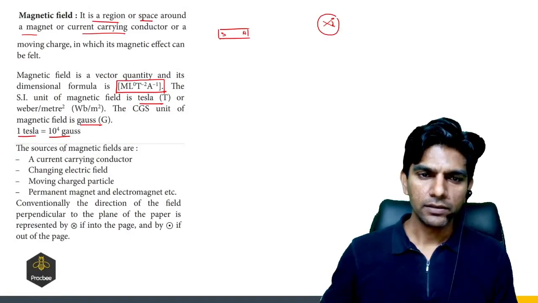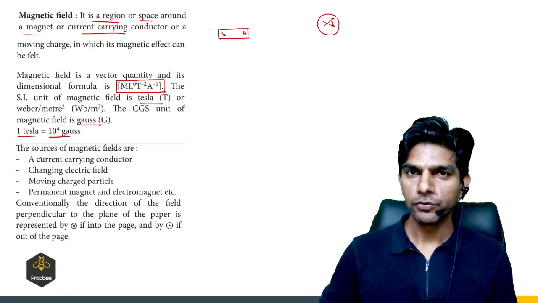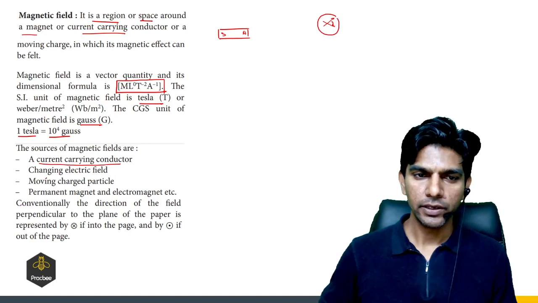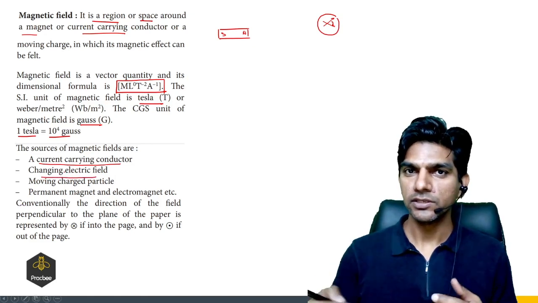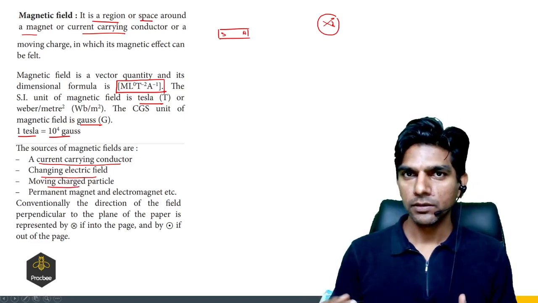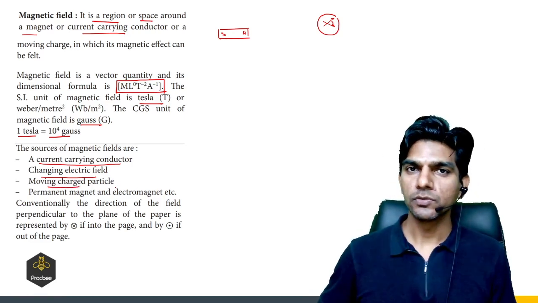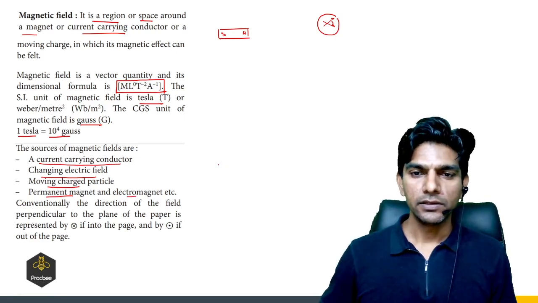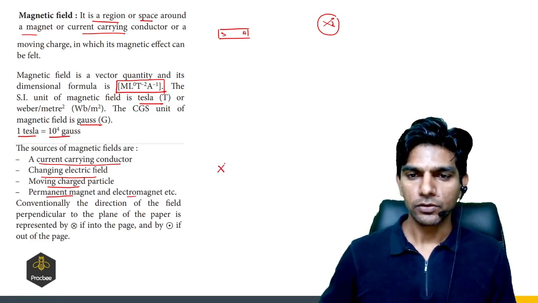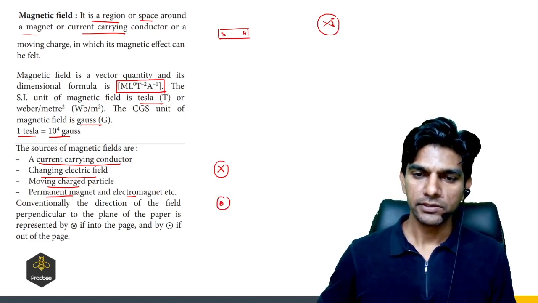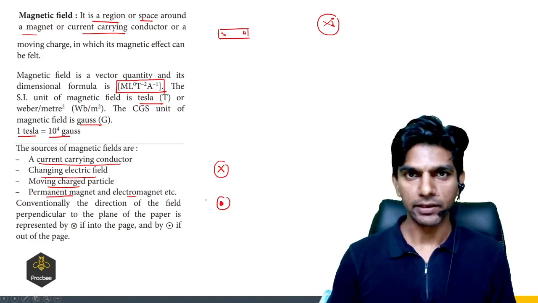And how can we generate a magnetic field? So we can produce magnetic field with the help of a current carrying conductor. We can produce it by a changing electric field. So changing electric field induces magnetic field. And if there is a charged particle moving with uniform velocity, it can produce magnetic field. And then with the help of a permanent magnet or an electromagnet. Now if the magnetic field is into the plane, I'll show it with a cross. And if it is out of the plane, I will show it with a dot. These are the normal conventions that we use for magnetic field.